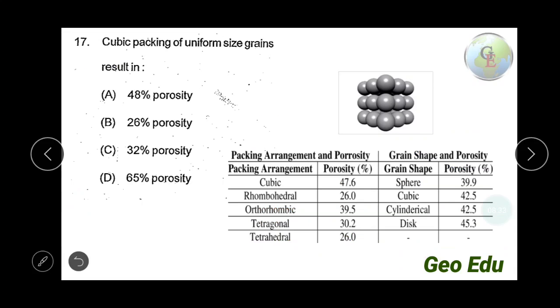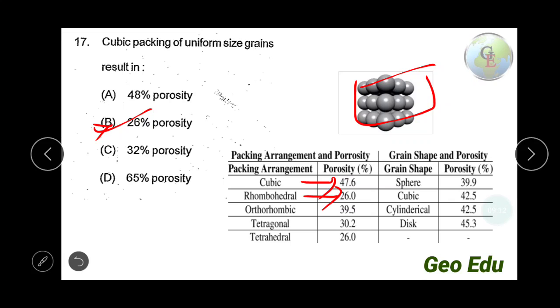Next question. Cubic packing of the uniform size grains results in: option A 48% porosity, option B 26% porosity, option C 32% porosity, and option D 65% porosity. This is the cubic packing. And as you can see, cubic packing gives rise to 47.6% porosity, and rhombohedral 26.0, and here in the options also 26.0 is given. Orthorhombic 39.5, tetragonal 30.2, tetrahedral 26.0.